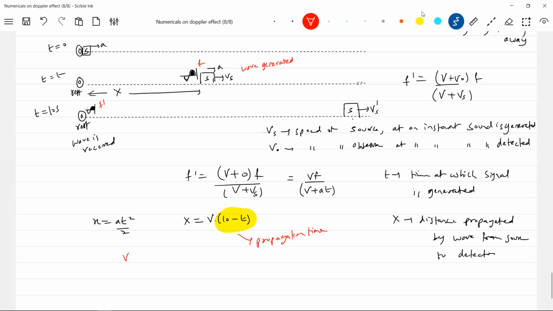Substituting this, a t square by 2 equals v into 10 minus t. We know all the values. We'll solve for t and get the required answer. It's a quadratic equation, solve it.